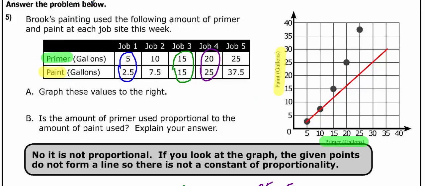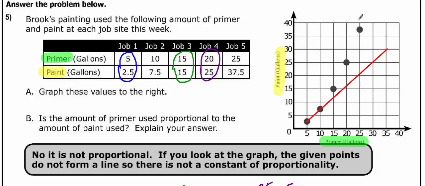All right. Brooks Painting used the following amount of primer and paint for each job site this week. So we know primer, 5 gallons, paint was 2.5. Primer 10 gallons, paint was 7.5. Primer 15 gallons, paint was 15. So the first question they ask is to graph these values at the right.